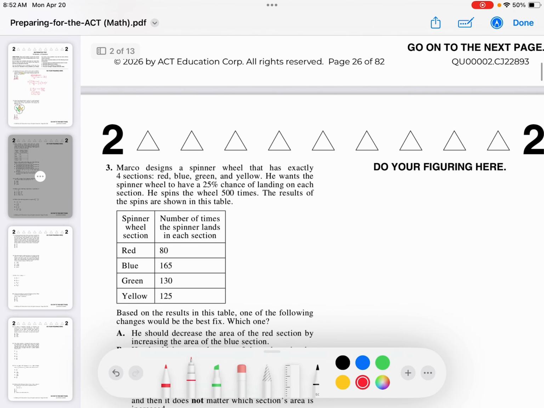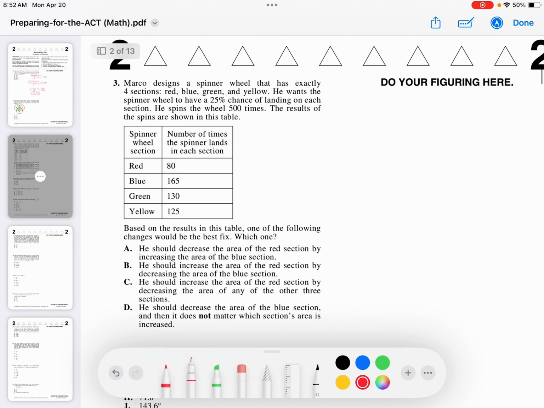Okay. A marker designs a spinner wheel that has exactly 4 sections: blue, green, red, and yellow. He wants the spinner to have a 25% chance of landing on each section. He spins the wheel 500 times. The results are shown below. Based on the results in this table, which of the following changes would be the best fix? So he wants them to have a 25% chance for each.